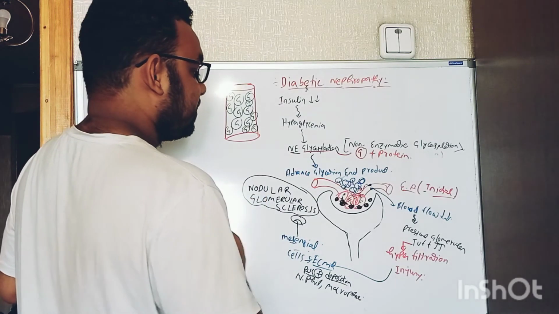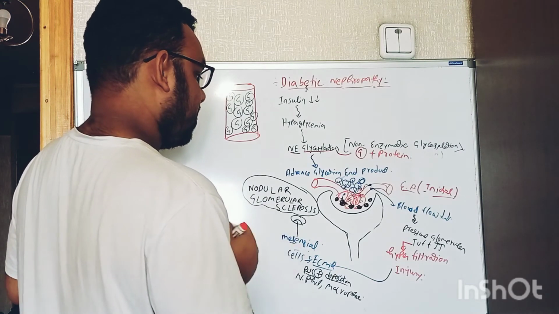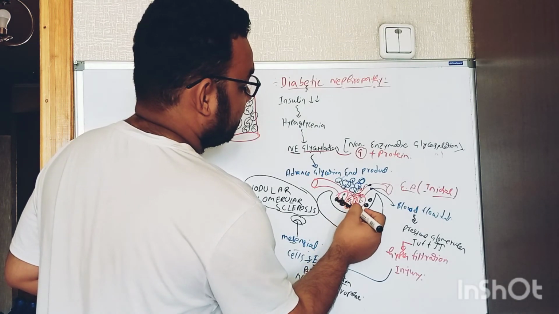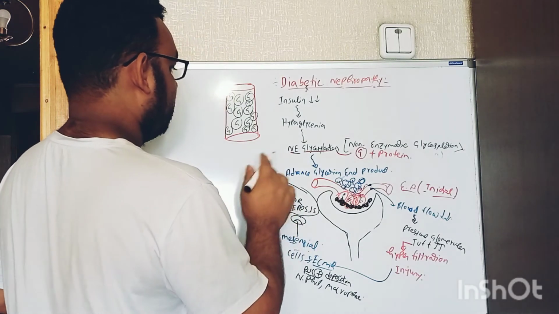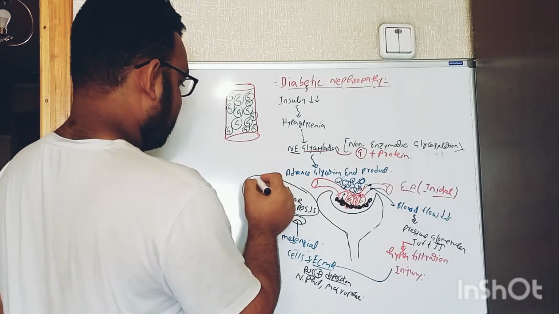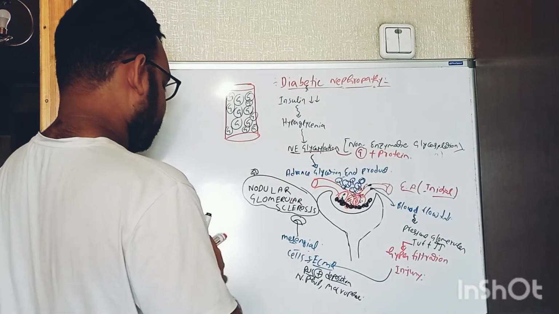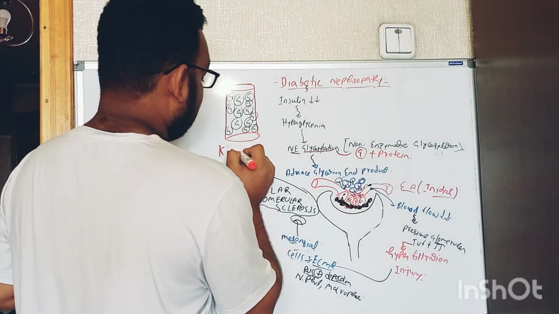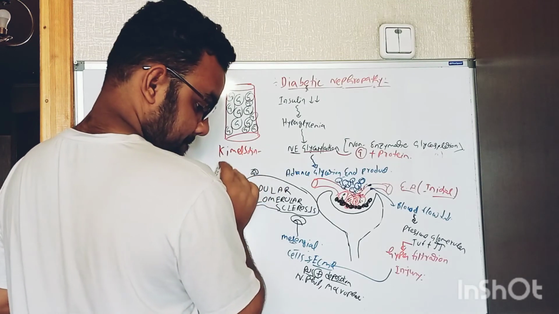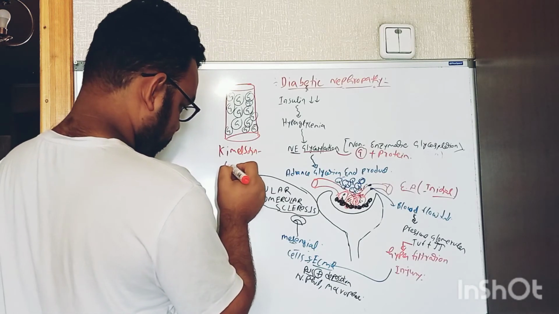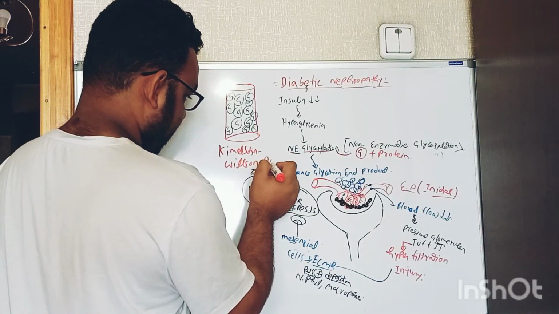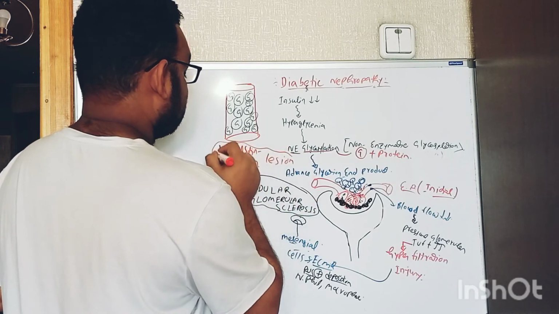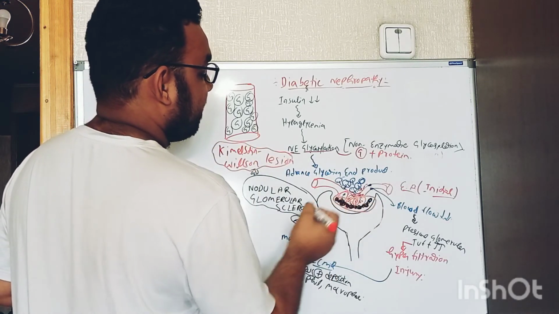We can see this in a focal, segmental part, or this can be diffuse as well. The nodular part can be diffuse as well. And for this type of appearance there is another name, so let me write it here: Kimmelstiel-Wilson appearance or lesions. We can say that is another term. So this is the diagnostic feature for diabetic nephropathy.